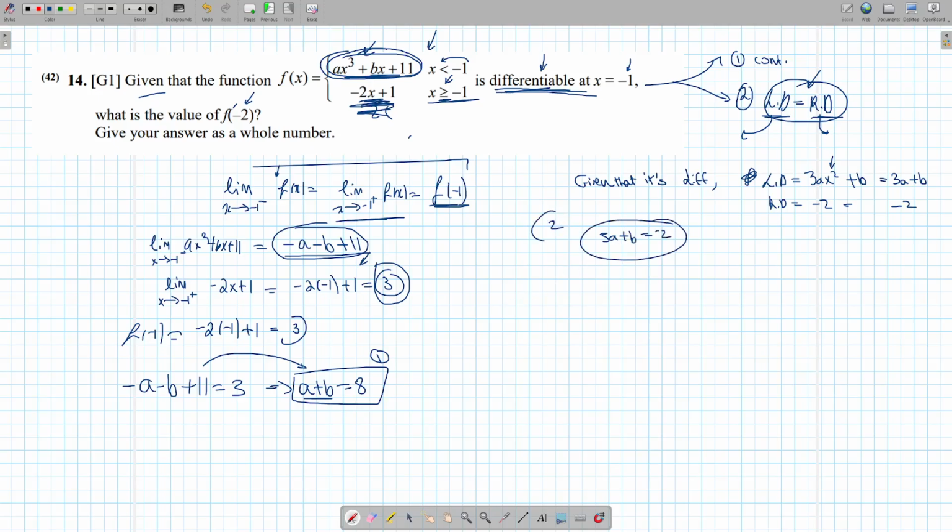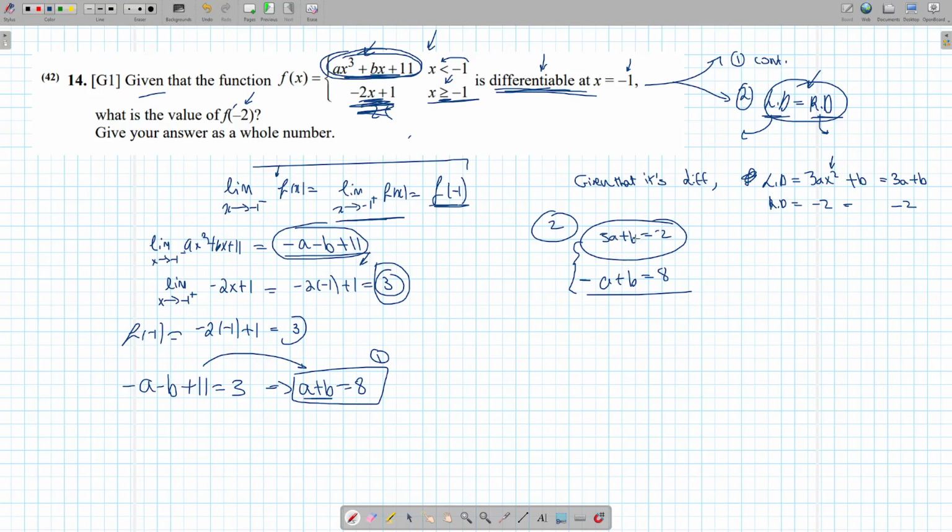Now we have two equations, first one and second one: a plus b equals 8 and 3a plus b equals -2. Everyone has their own ways to solve this. You can do it on a calculator if you want. People just subtract these two equations. If it's written, you have to show how you did it, okay?